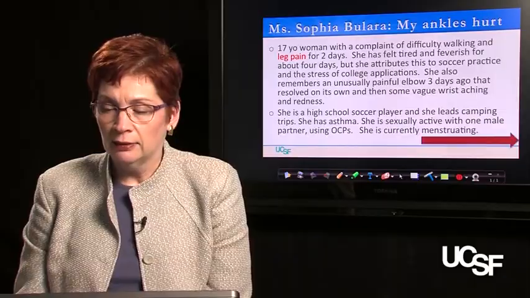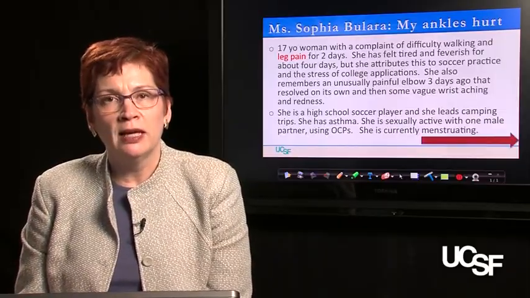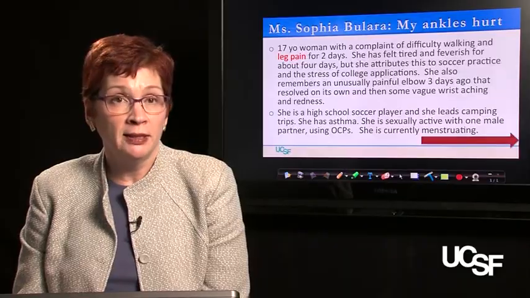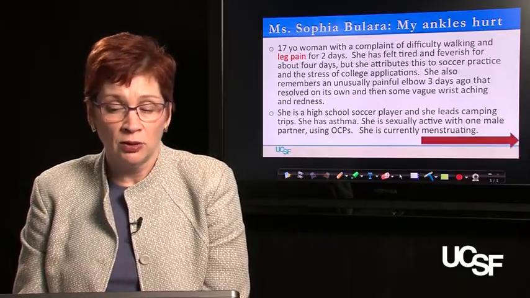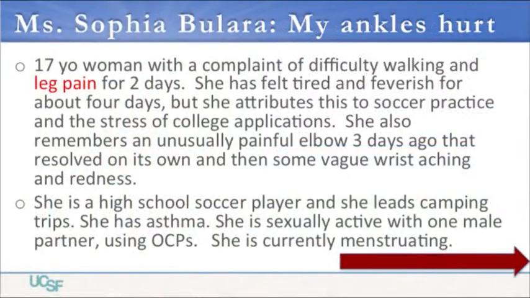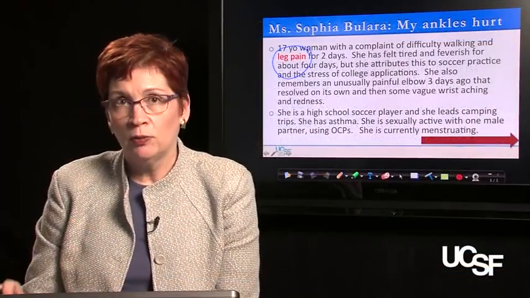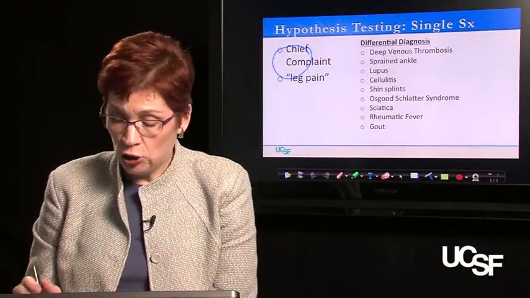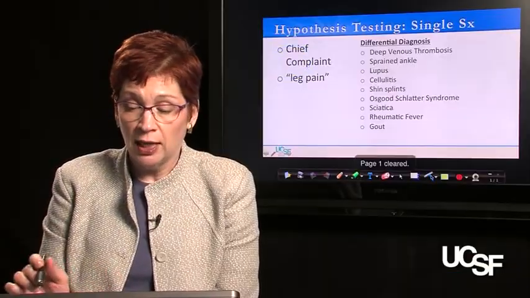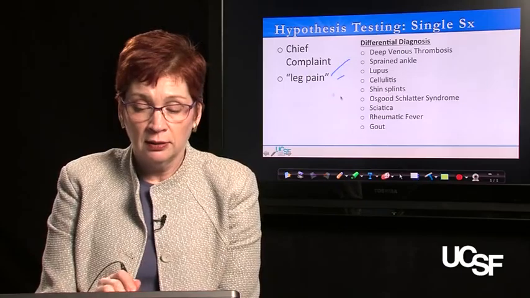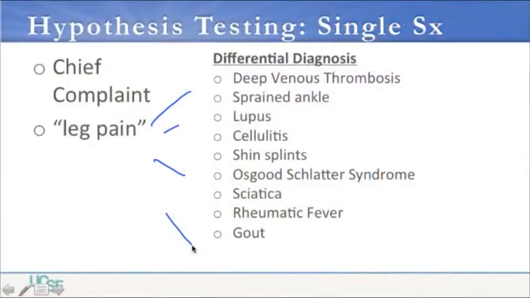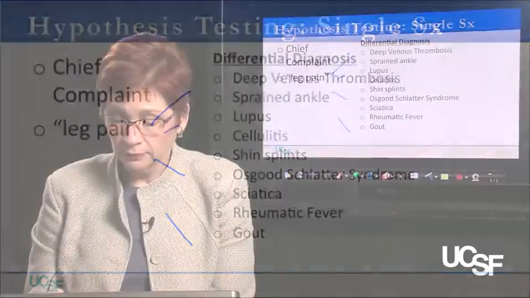So here's Sophia again. And we're going to approach her problem as we would if we were using hypothesis testing for our clinical problem-solving strategy. We would focus on one symptom, leg pain, and in general it's one or perhaps two, and then generate a differential diagnosis list of the things that could cause leg pain. That might include deep venous thrombosis, sprained ankle, lupus, cellulitis, shin splints, Osgood-Schlatter syndrome, sciatica, rheumatic fever, or gout.